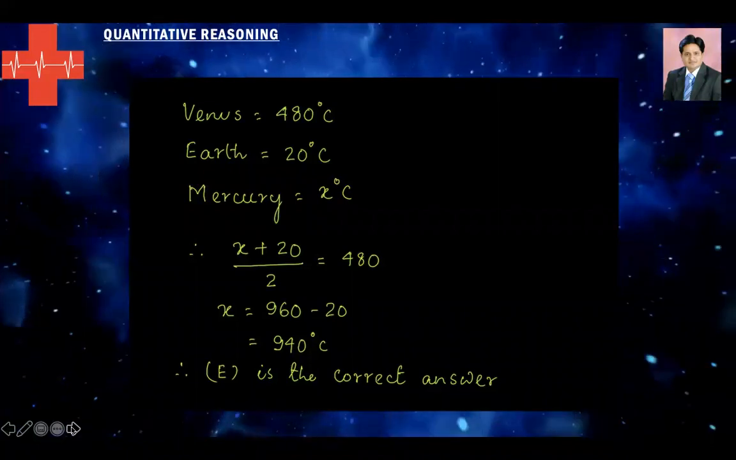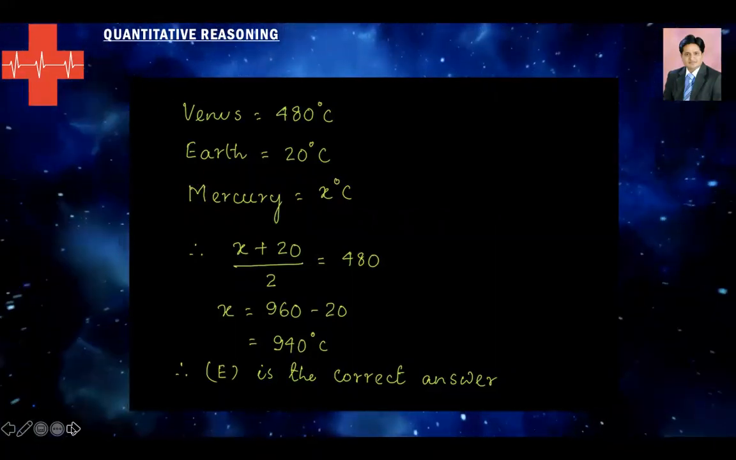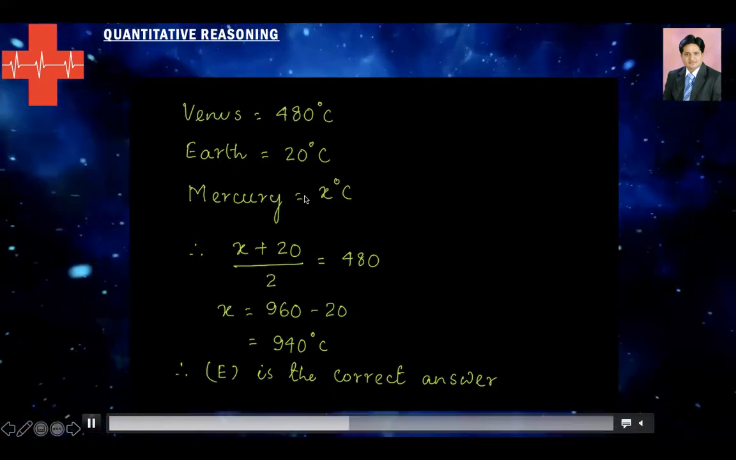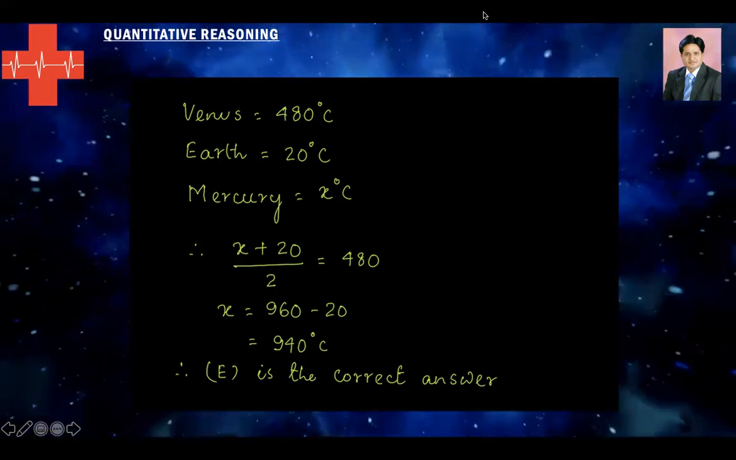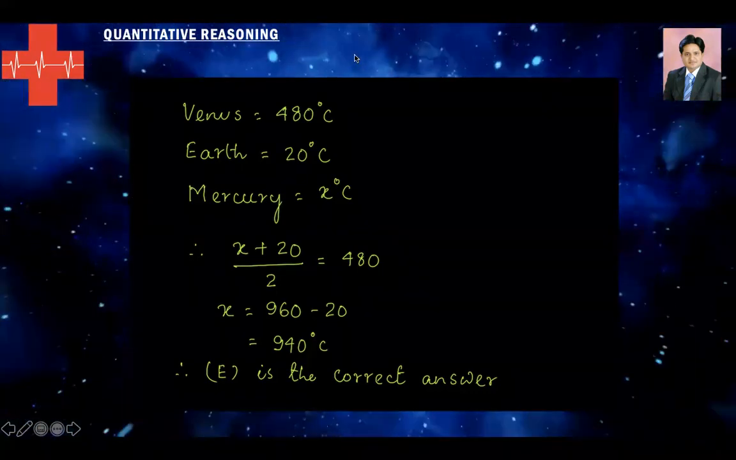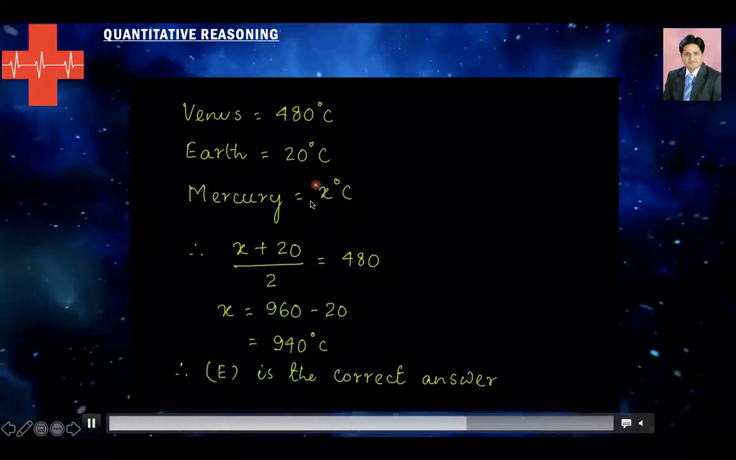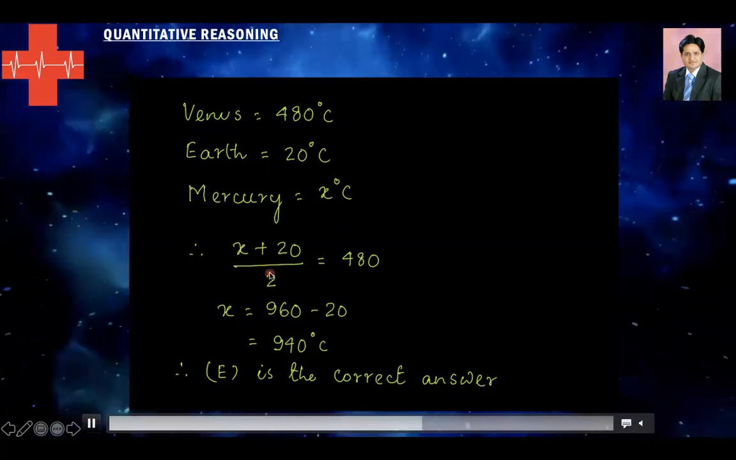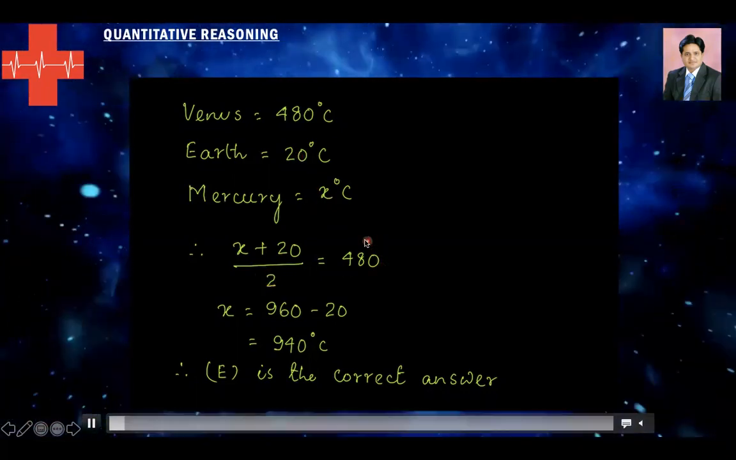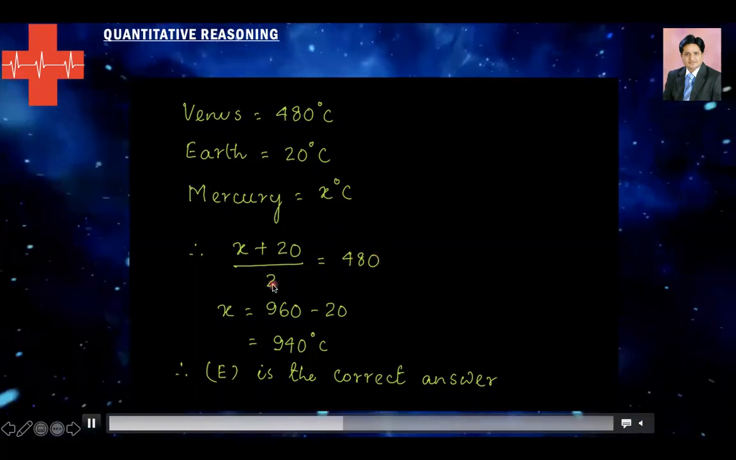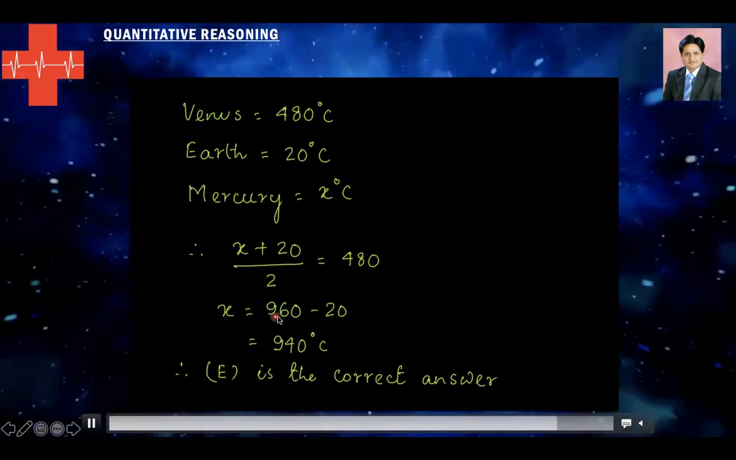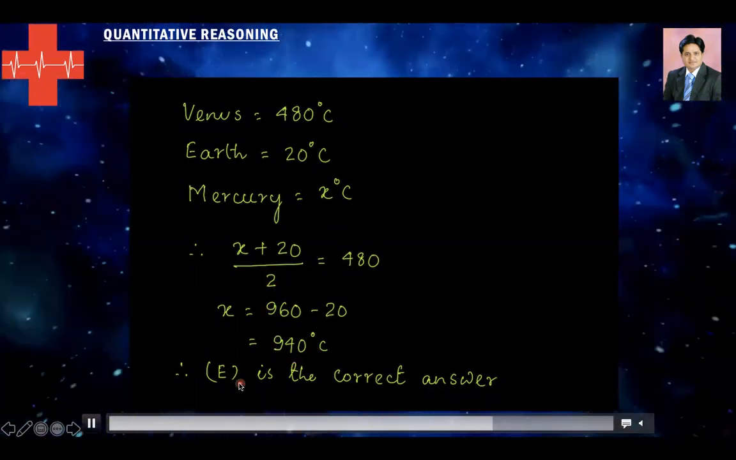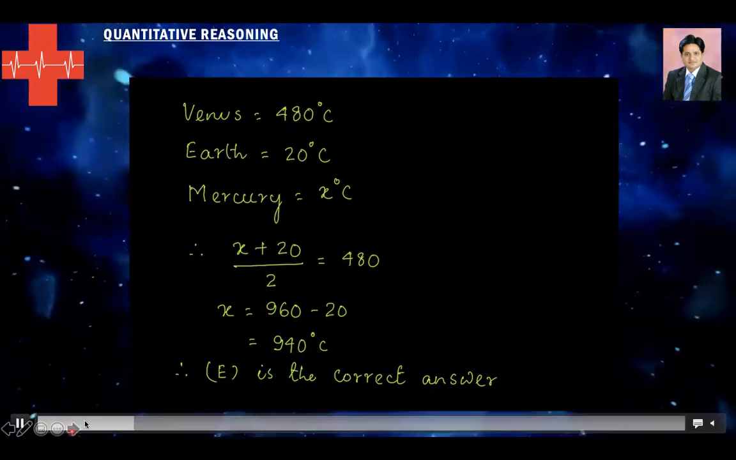All right, here comes the solution. So your Venus is 480 degrees Celsius and Earth is 20 degrees Celsius. You are not given the temperature of Mercury. So we are going to assume the temperature of Mercury as X degrees Celsius. Based on the question, (X plus 20) divided by 2 should be equal to 480. So when you solve for X, you get 960 minus 20, which is 940. So option E, which is 940, is the correct answer.